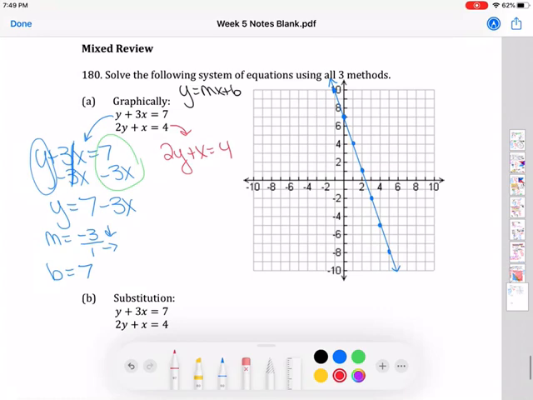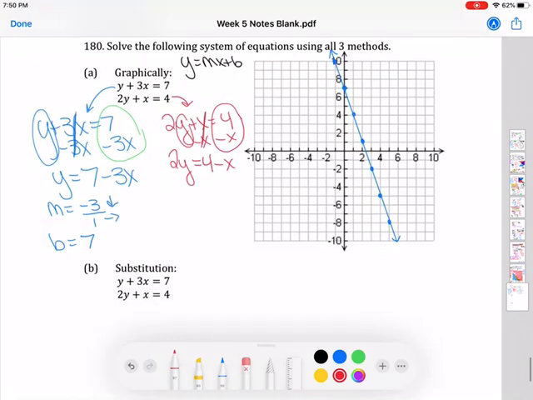So 2y plus x equals 4. I still need to get it in y equals mx plus b form. So I get rid of what's being added or subtracted first, which is that x. So to get rid of plus x, I'm going to subtract x from both sides. So my 2y comes down, my equals comes down, and this 4 minus x can't be combined, so I just bring it down as 4 minus x.